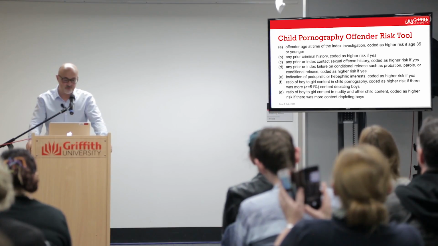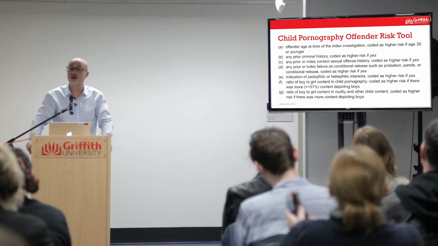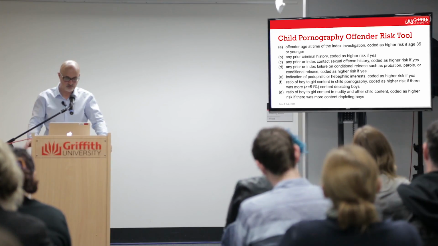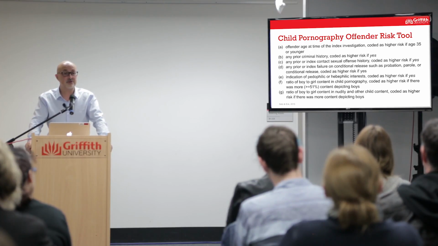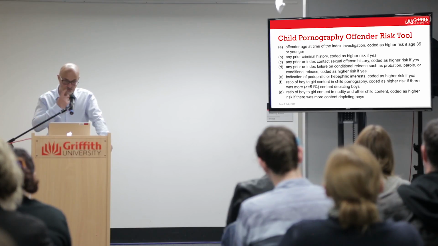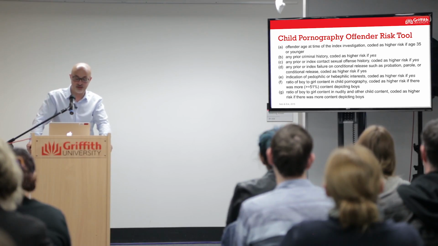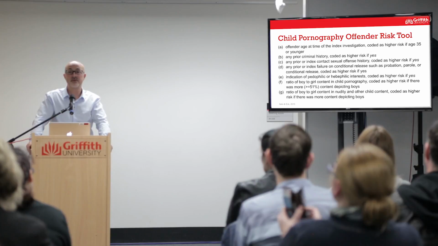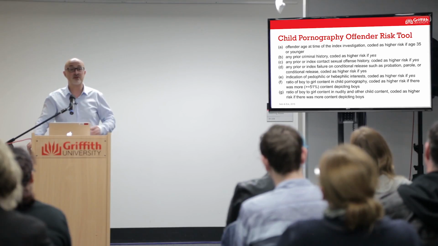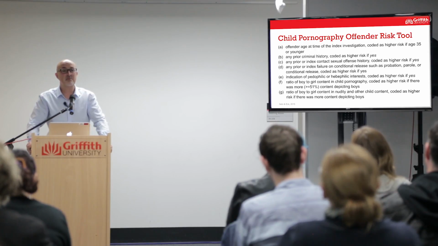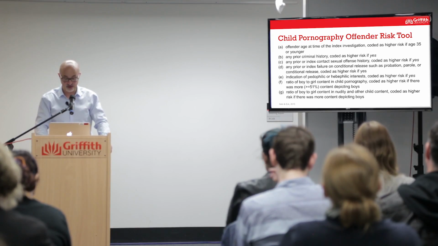Any prior criminal history, coded as higher if yes. You can see this one taps into that antisocial aspect, if you're committing offences. Any prior index contact sexual offence history, coded as higher if the answer is yes. Any prior or index failure on conditional release, such as probation, parole, or conditional release, coded as higher risk if yes. So those of you familiar with some of the risk assessment tools will recognise a bit of Static 99, a bit of Matrix 2000 here. You've got a bit of SVR there, a bit of PCLR in that last one, the revocation of conditional release.